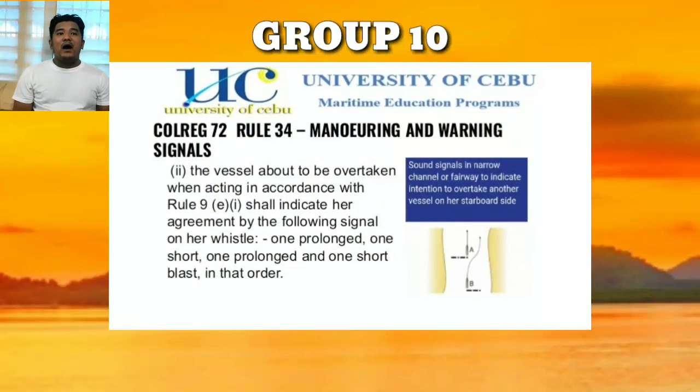The vessel about to be overtaken, when acting in accordance with Rule 9, paragraph E, shall indicate her agreement by the following signal on her whistle. One prolonged, one short, one prolonged, and one short blast in that order.